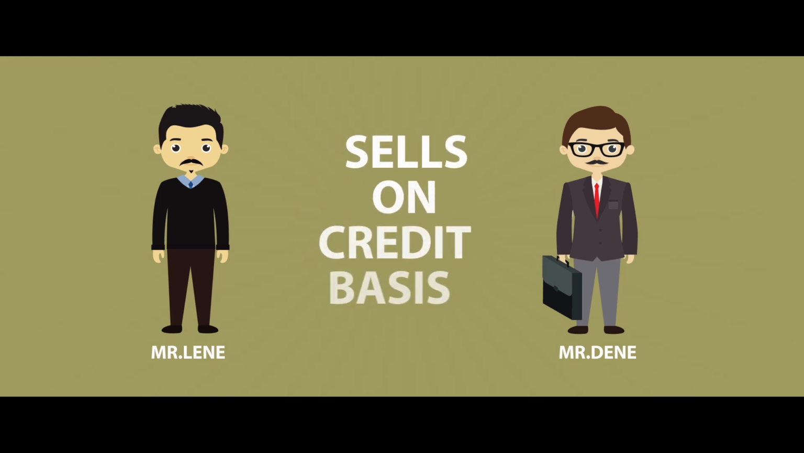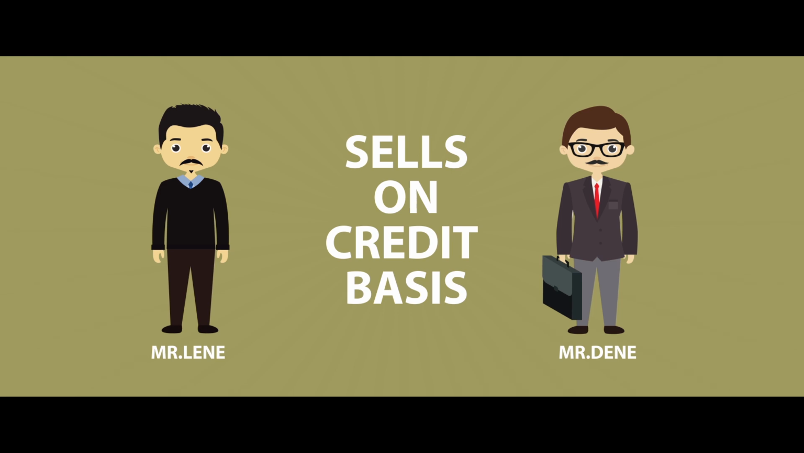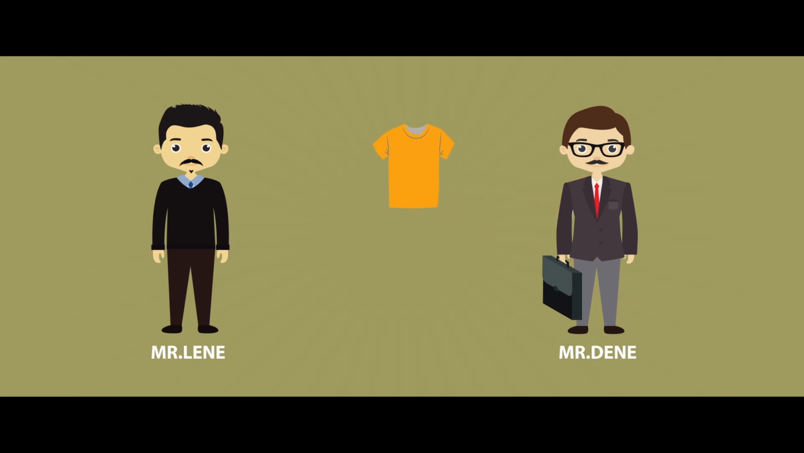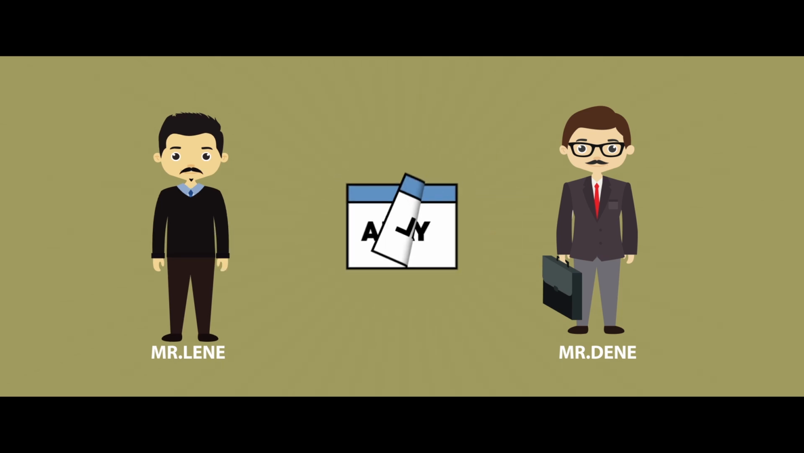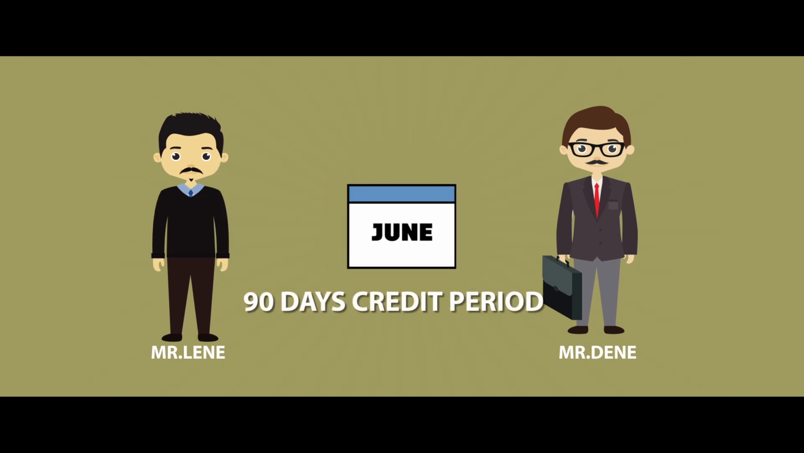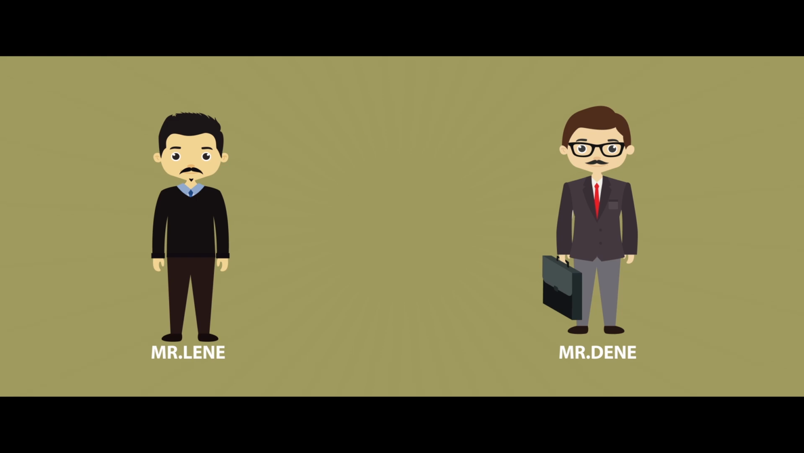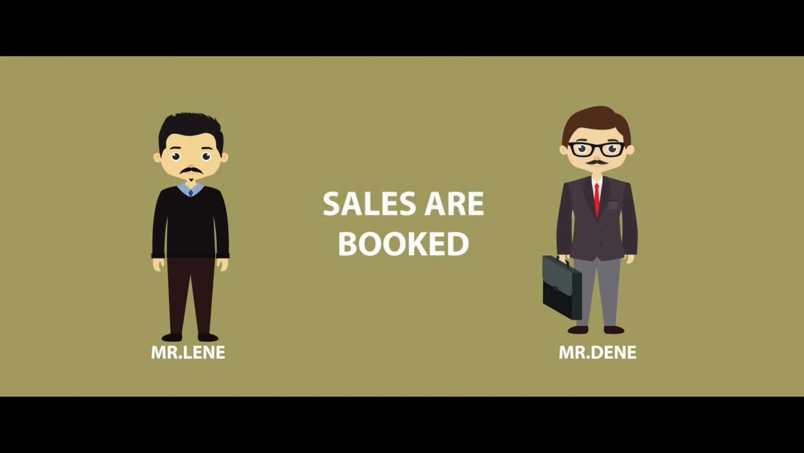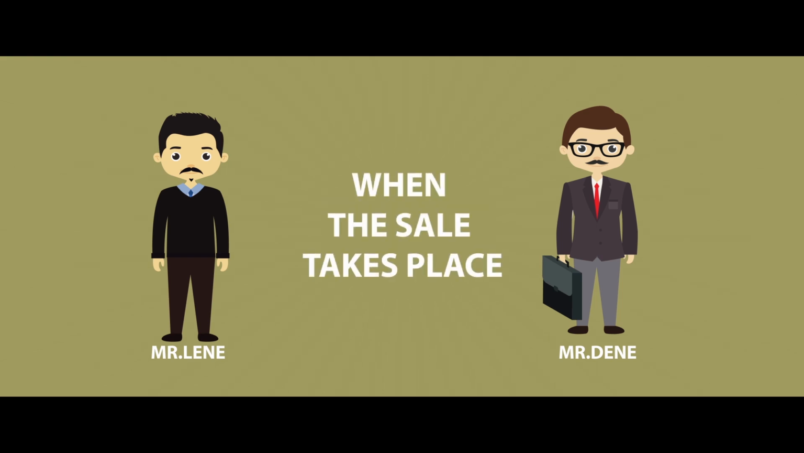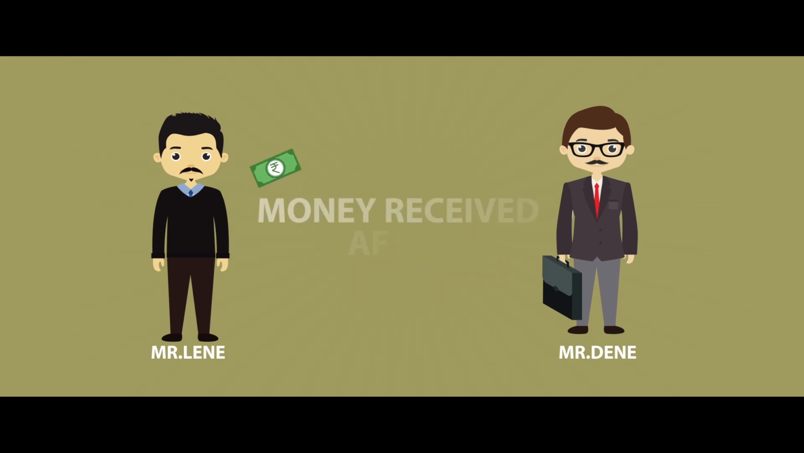Dene sells to Lene on credit basis. That is, he sells him t-shirts without collecting cash or check upfront. Dene gives Lene a period of 90 days to pay, which is known as the credit period. And hence, our Lene follows the accrual system of accounting wherein sales are booked as and when the sale takes place. But the actual money is received at a later stage on a later date.